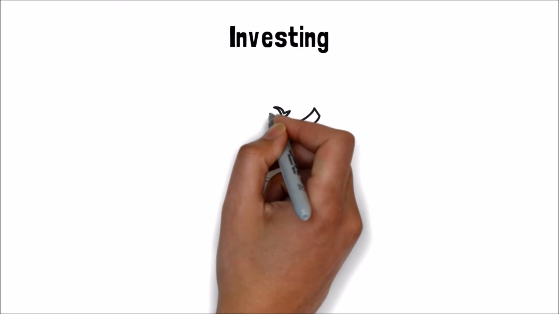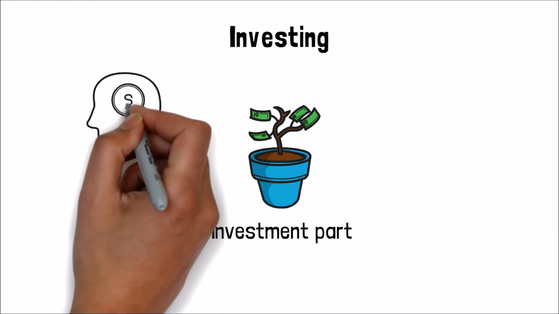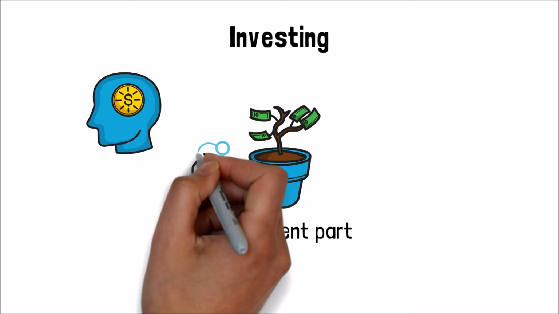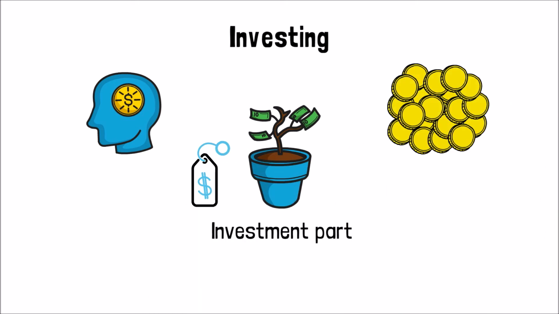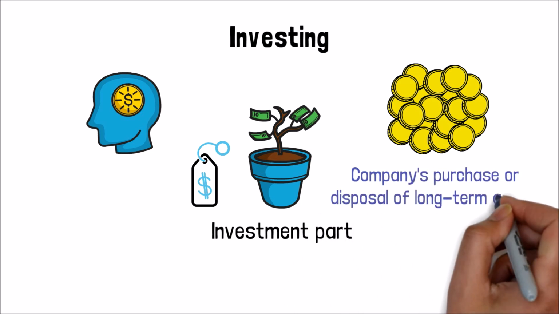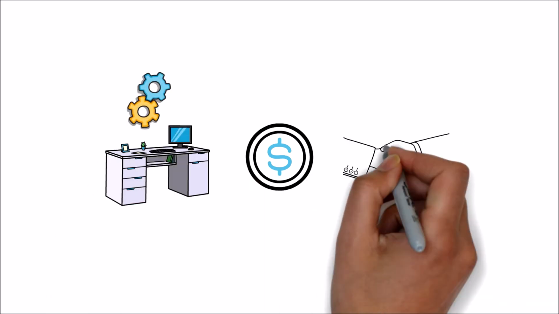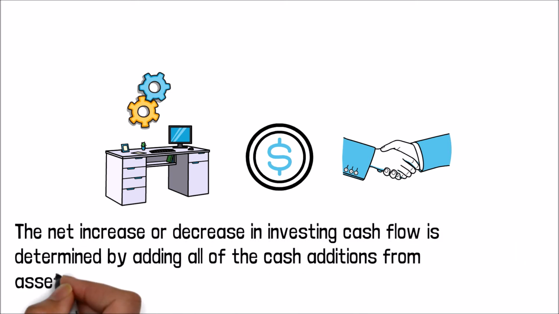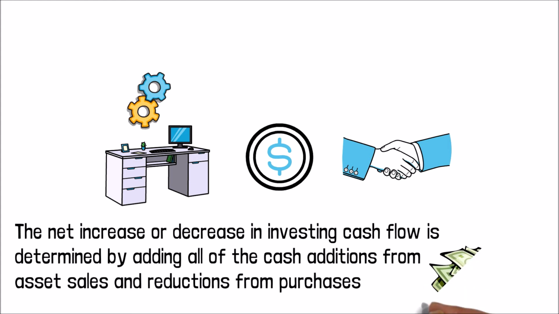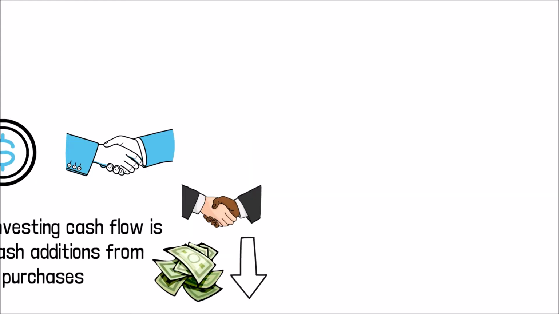Investing. The cash flow from investing activities, also known as the investment part, depicts the impact of asset purchases and sales on your company's cash flow. Investing activities are so named because they document your company's purchase or disposal of long-term assets. Assets can include everything from furnishings and equipment to acquisitions of other businesses. The net increase or decrease in investing cash flow is determined by adding all of the cash additions from asset sales and reductions from purchases.